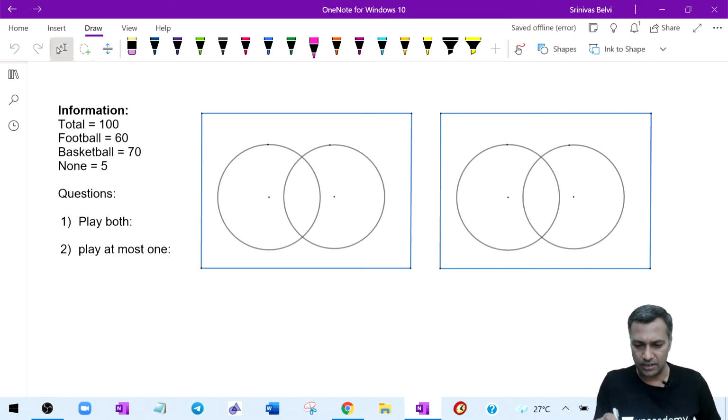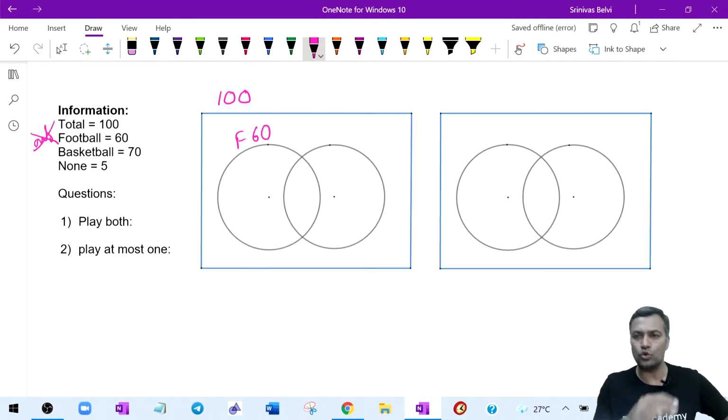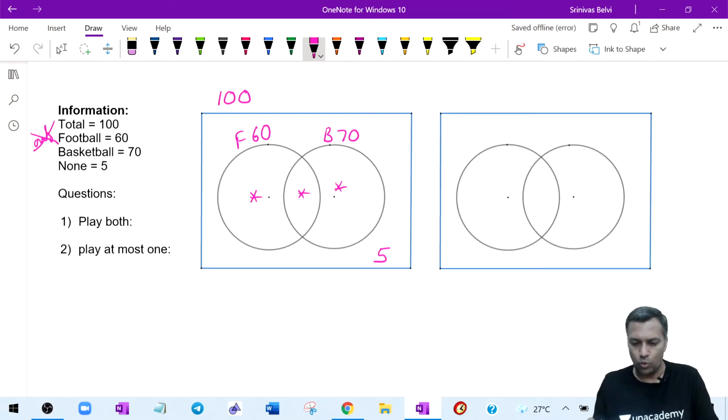Sports numbers 100. This is the total. I'm writing in pink. Football 60, because it didn't say only football, so you don't add the word only there. Basketball 70. None of these, 5. One actual number I have. Three actual numbers are missing. Basically, I'm interested in four actual numbers. One actual number I got. But where should I start? I should start with the middle one. I am not getting the middle one.